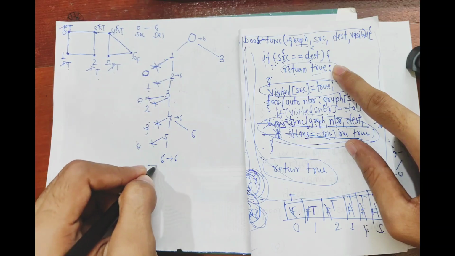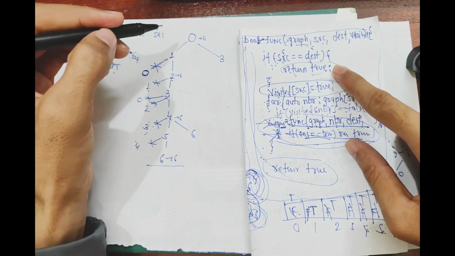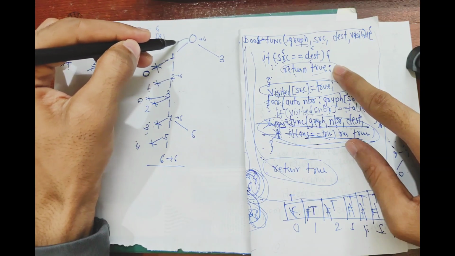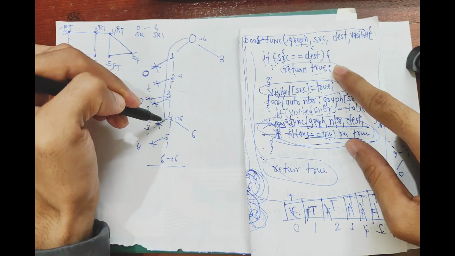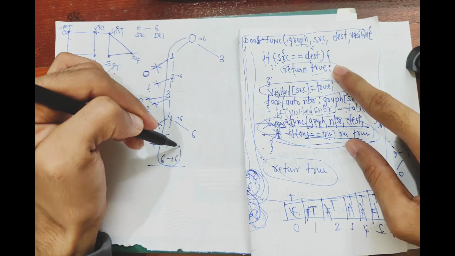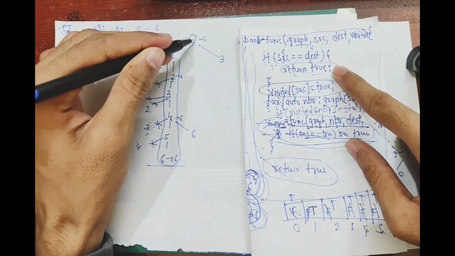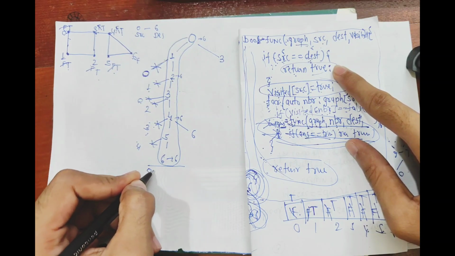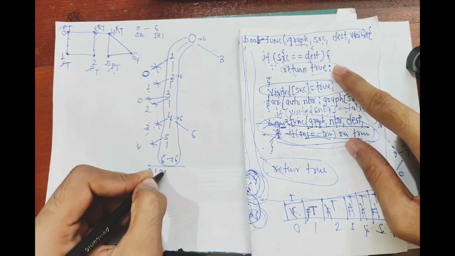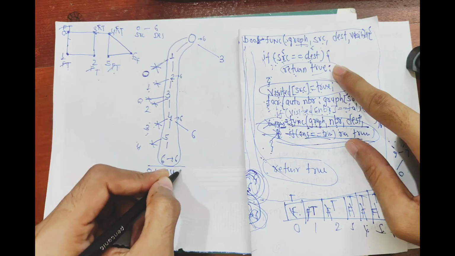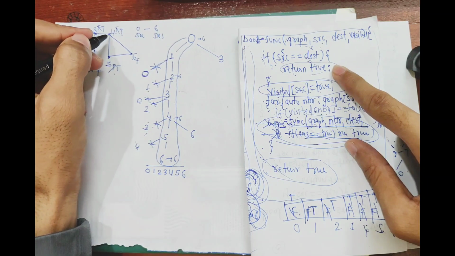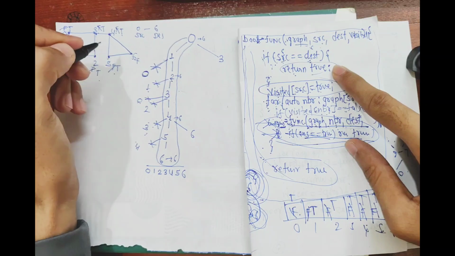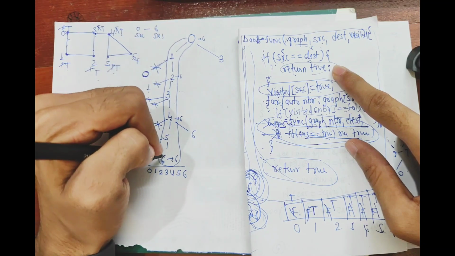So from this point, which path have we followed? This, this, this, and this. So this is our path 1. So 0, 1, 2, 3, 4, 5, and 6. So this is path 1.